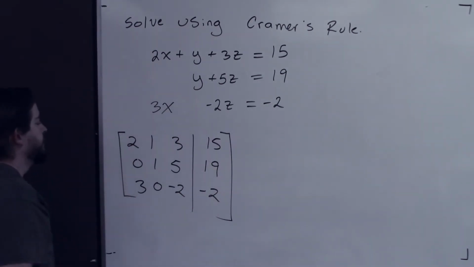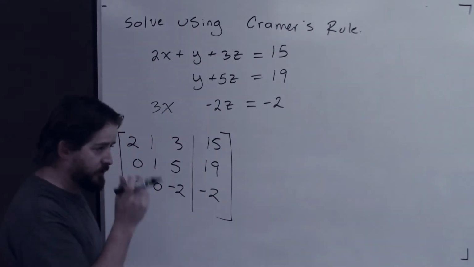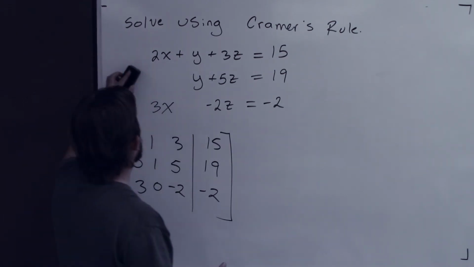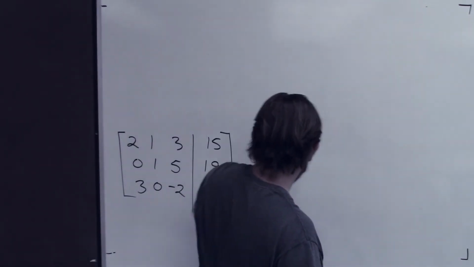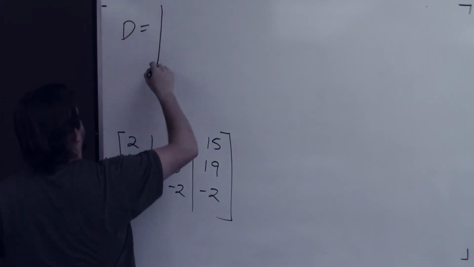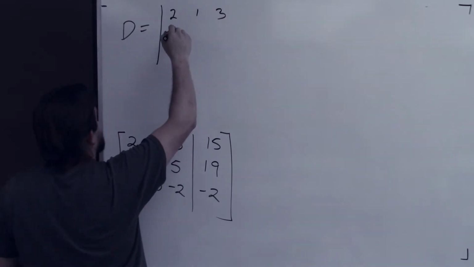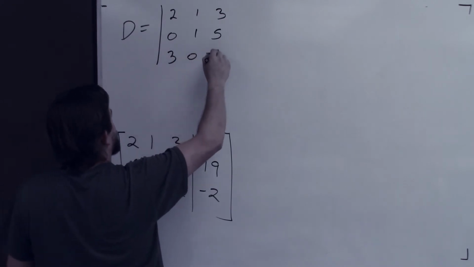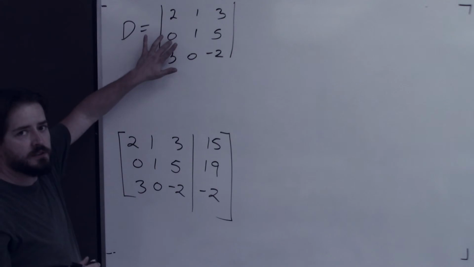Okay. So what I want to do is find my determinant, and then the determinant of the x matrix, the determinant of the y matrix, the determinant of the z matrix. So let's just clear up a wee bit of room here. The capital D, the determinant, is the determinant of the system 2, 1, 3, 0, 1, 5, 3, 0, negative 2. Just this left hand here. Exploit your zeros if you can.